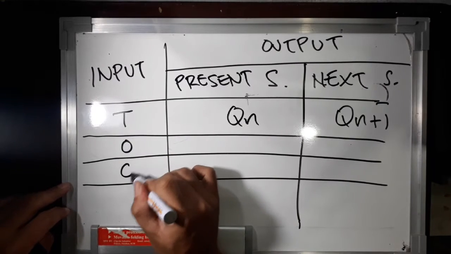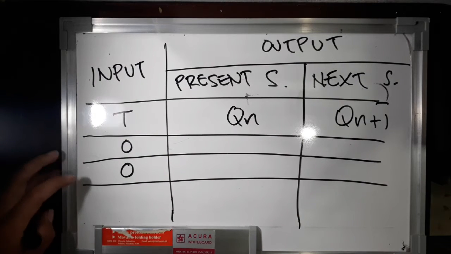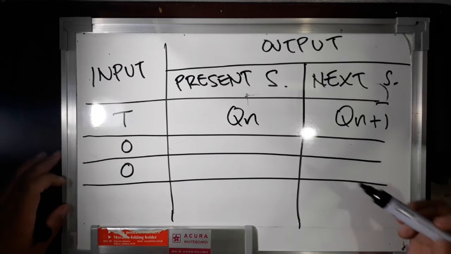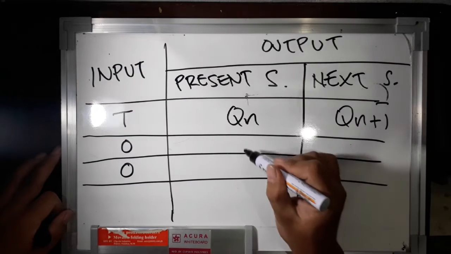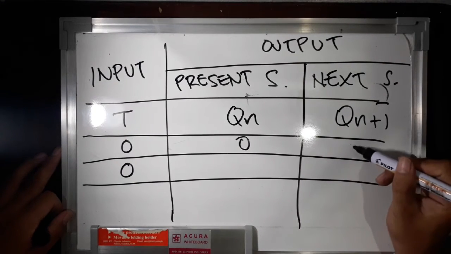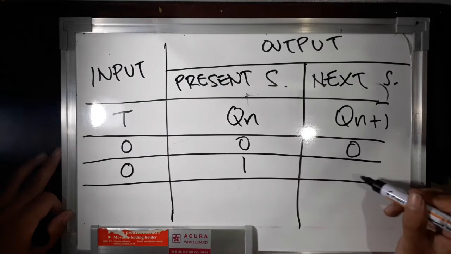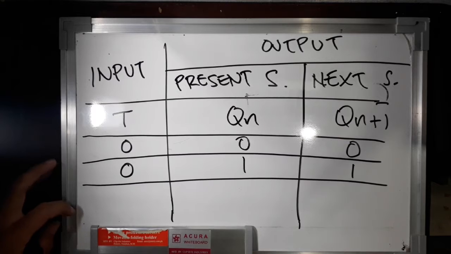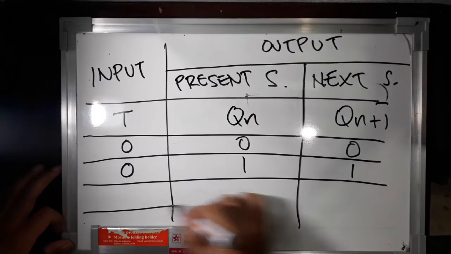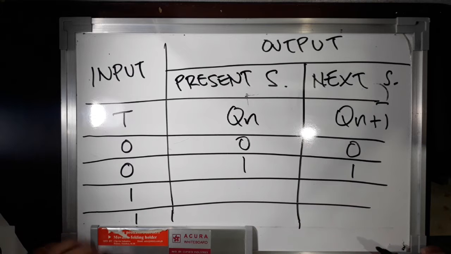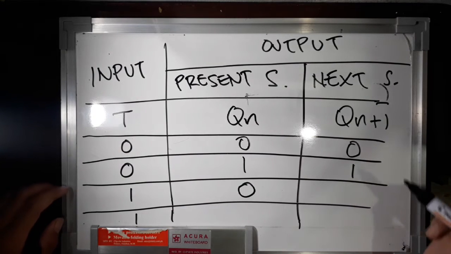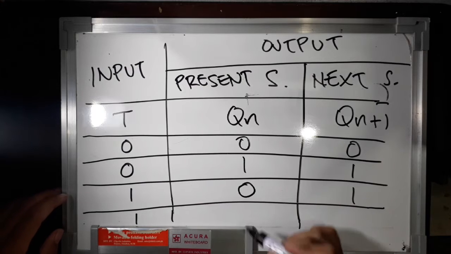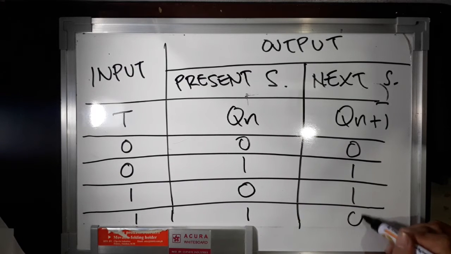If our input T is low, that is T equals 0, then the present state and the next state are always the same. For example, if the present state is 0, then the next state will also be 0. If 1, then 1. On the other hand, if the input T is high, or 1, the present state is always opposite to the next state. For example, if the present state is 0, the next state will be 1. If the present state is 1, then the next state will be 0.